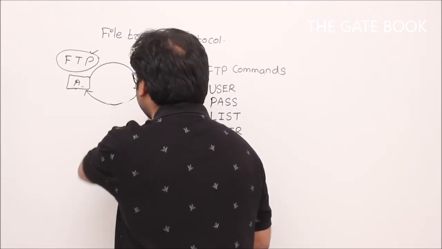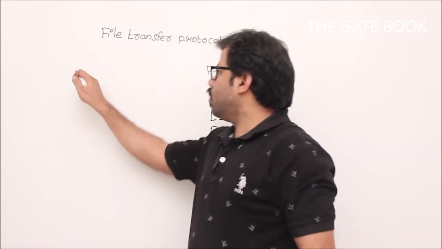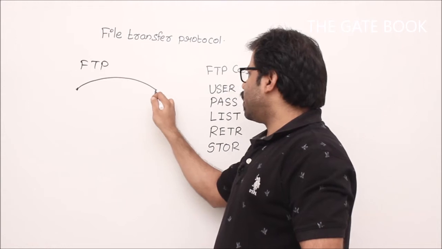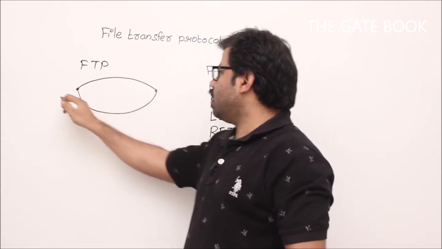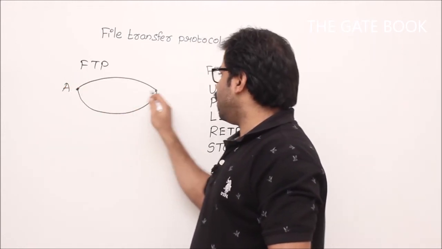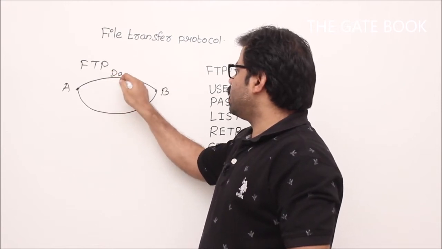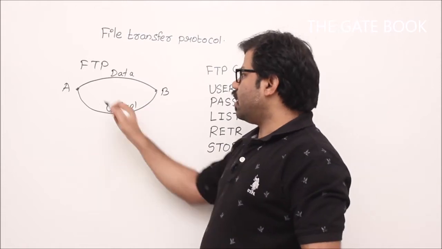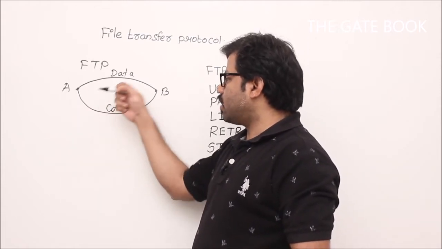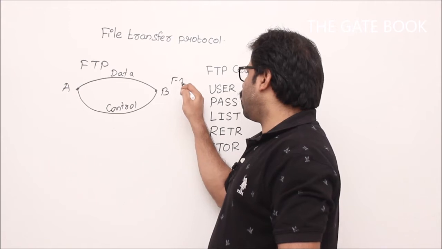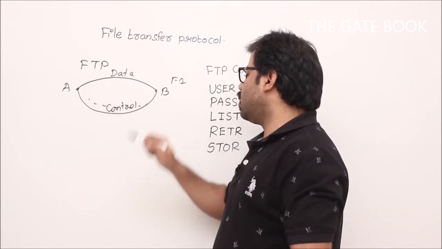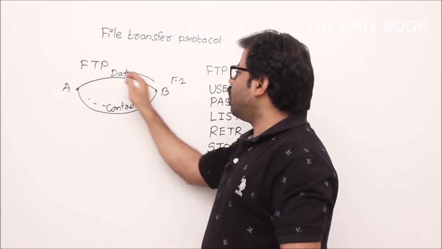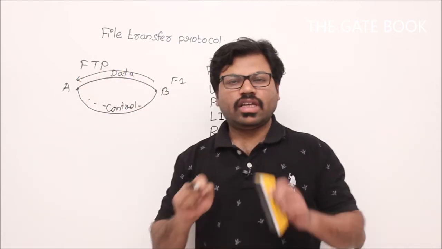Second thing, if you see in FTP, we have a control connection and we have a data connection, right? Let's say FTP, here A, here B. So this is the data connection, this is the control connection. Example, let's say A wants to access some data file number 1. For that he will submit control information, then B says okay. After that he will access the data. Once file number 1 is transferred, then now there are two things.